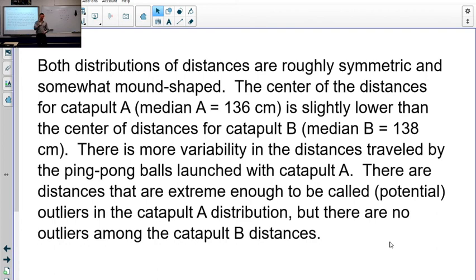So comparing shape, outliers, center, spread, it's got the context of the question, because we're not just talking about here's A, the median is 136, we're putting a label on it, centimeters. We're talking about what A is. A is a catapult, and B is a catapult, and that's what we're comparing. We're comparing launch distances. These are all things to mention in your descriptions.